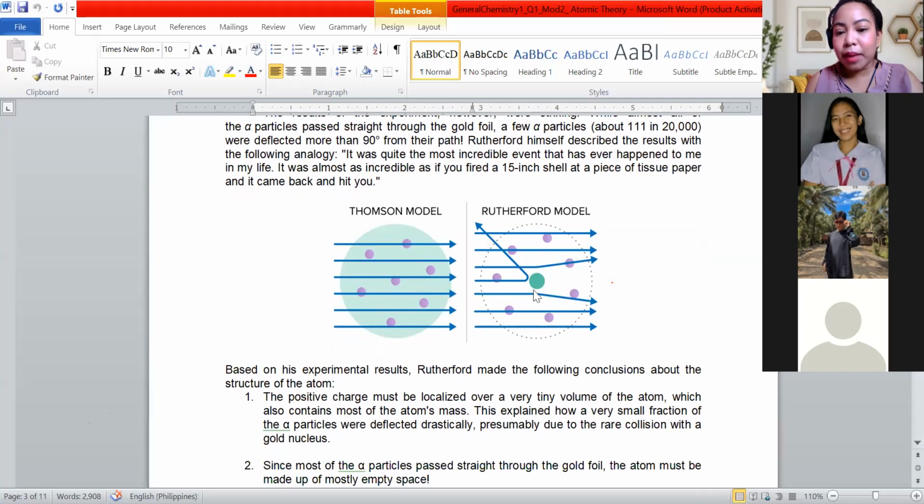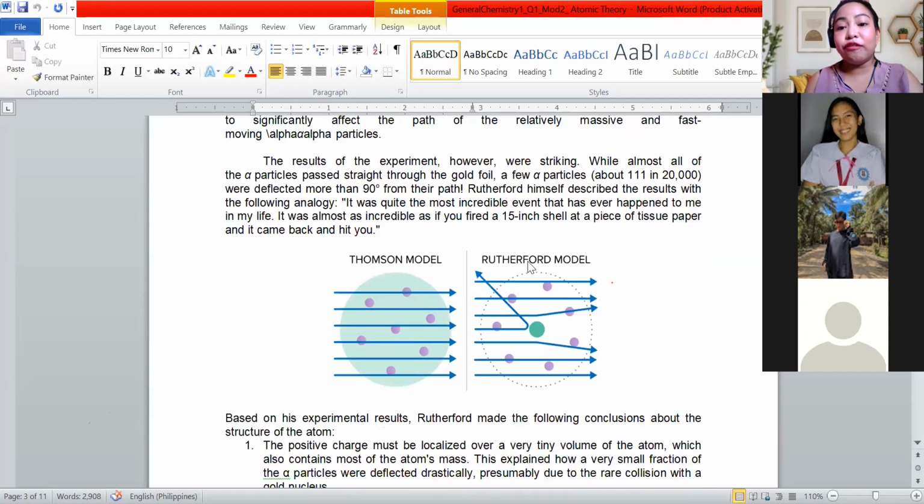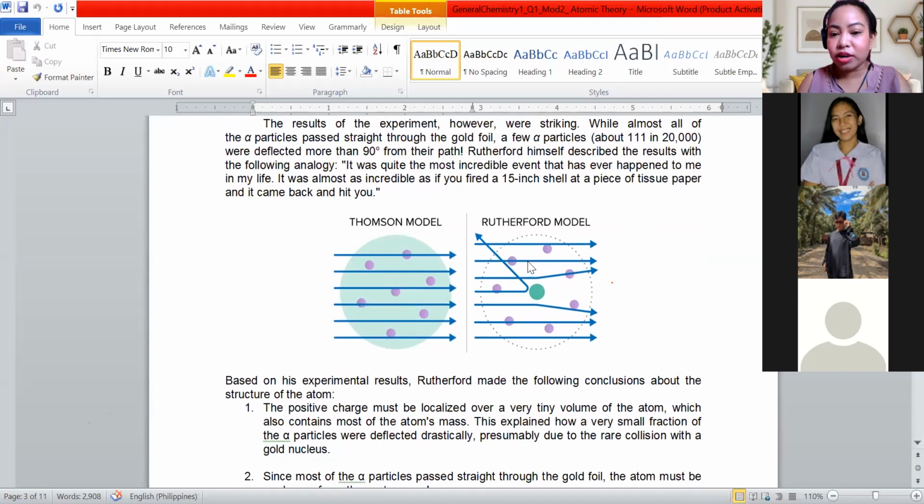And they call this massive center the nucleus. That is why when they bounced back or were deflected, it's because the nucleus has the same charge as the alpha particles. So they have the same charge. Since they have the same charge, the alpha particle is a positively charged beam of light, and the particles present in the center, the nucleus, are also positive.